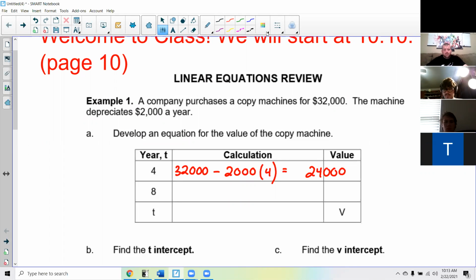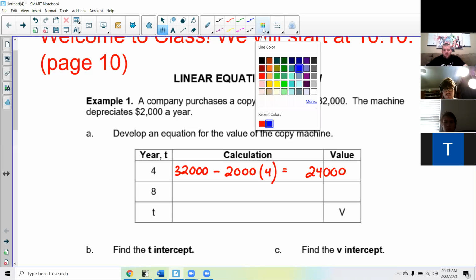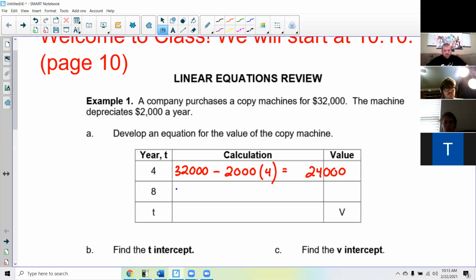Okay. After 8 years, that's going to be 32,000, the original value of the machine, minus $2,000 a year for 8 years. We're basically minusing 2,000 8 times. This is going to be $16,000.